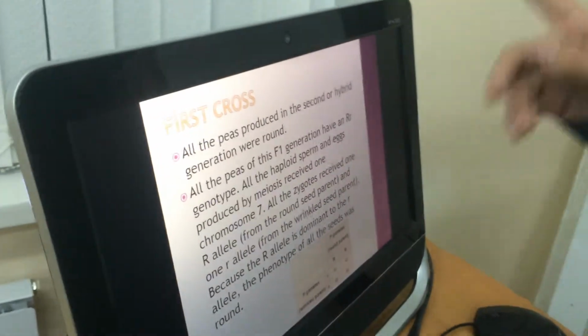Then he did it with 3 crossings. Do you know them? Monohybrid, dihybrid, and trihybrid. Those crossings helped Mendel do his experiment. First cross.